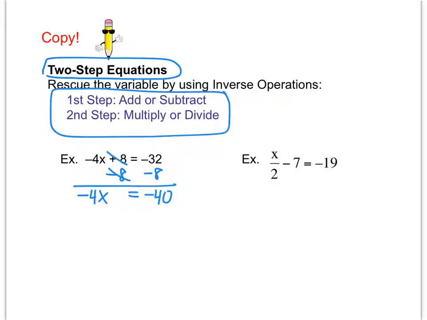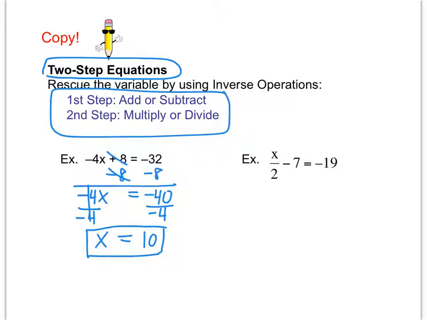And now I have multiplication here, which I'm going to undo using division. So divide both sides by negative 4. Negative 4 divided by negative 4 is 1, so I'm left with 1x. Negative 40 divided by negative 4 is 10. So I've solved my two-step equation using two steps.